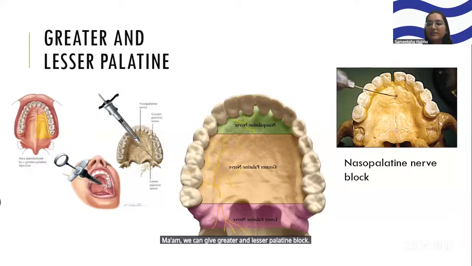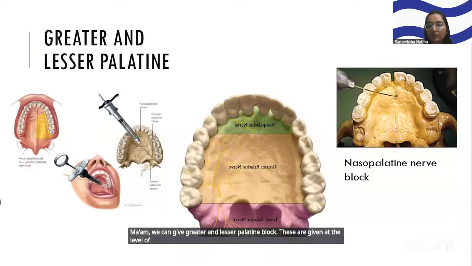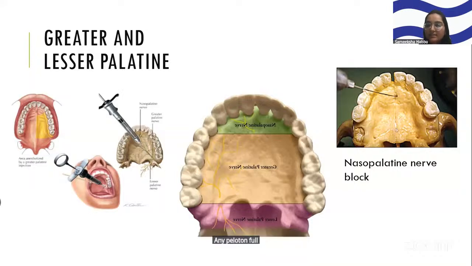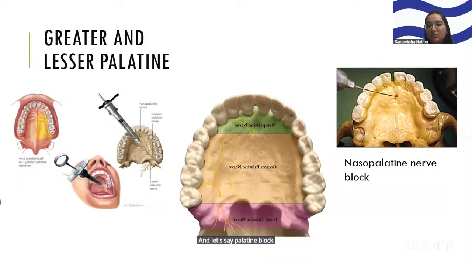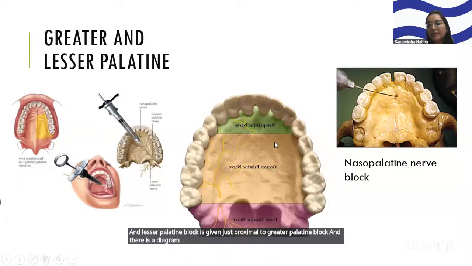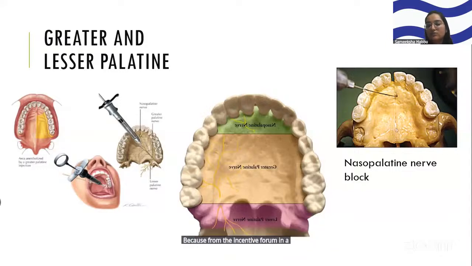These are given at the level of the first and second premolar. The greater palatine foramen is palpated, and the block is given between the lateral palatal border and the alveolar ridge. The lesser palatine block is given just proximal to the greater palatine block. And there is a diagram also showing nasopalatine block. It is given at the level of the incisive foramen. Because vessels also arise from the incisive foramen, we should always check by negative aspiration for blood and then deposit the local anesthetic.